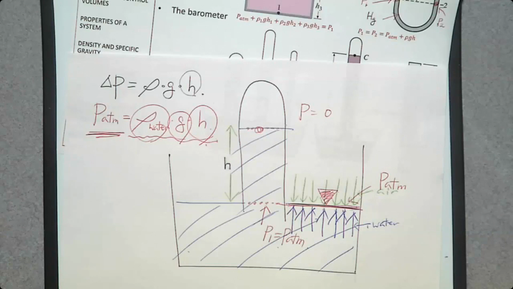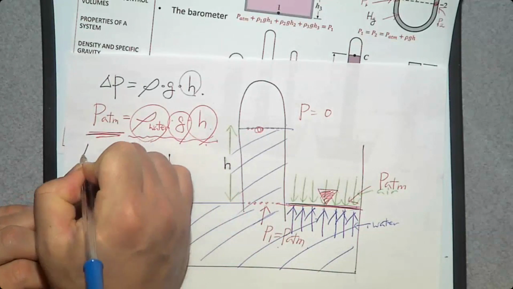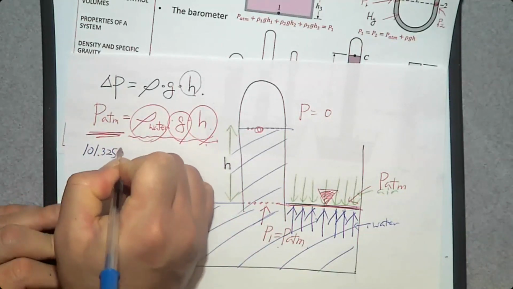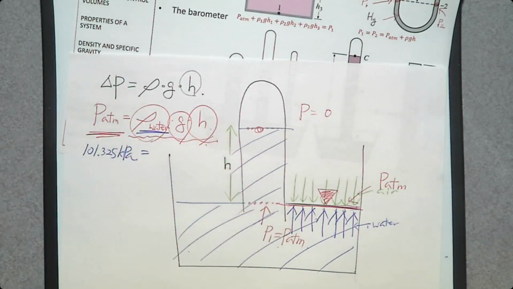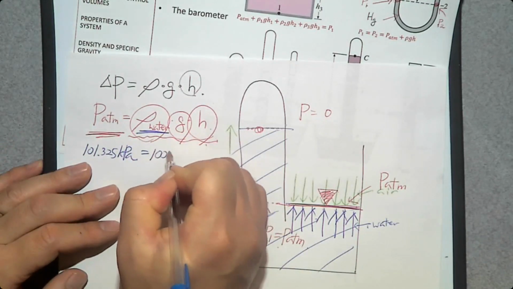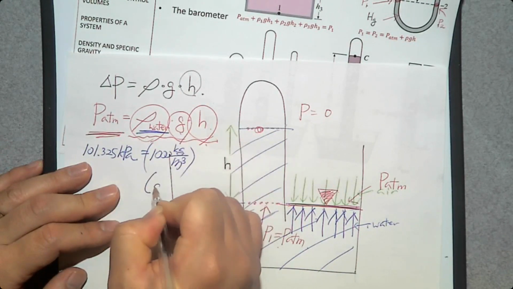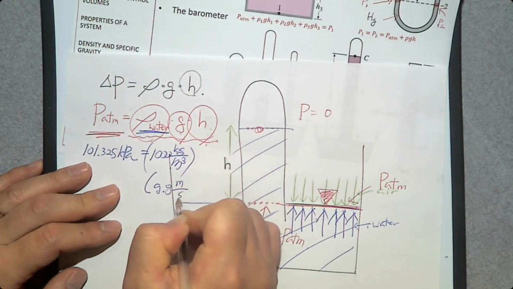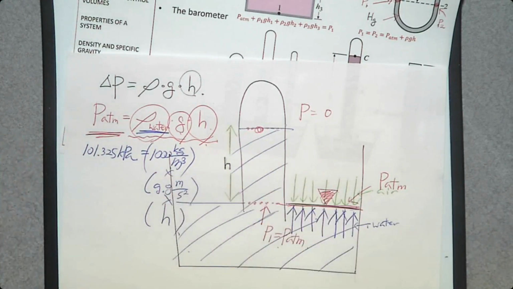You can calculate that, assuming that the atmospheric pressure is near sea level. So let's say it is 101.325 kilopascal, and the density of water you can assume is 1,000 kilogram per cubic meter. What is the gravity? 9.8 meter per second squared. What is h? So now you can calculate that.